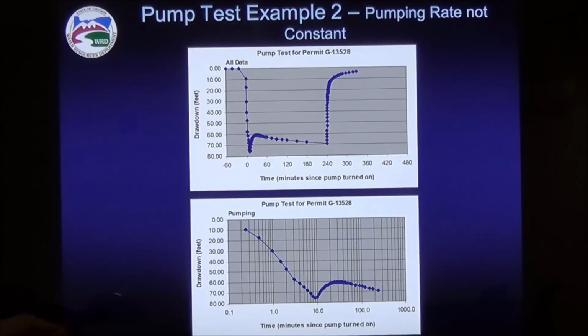Now what happens then when we try to plot this up on our log scale is we don't get those straight line segments. So this is of little to no value. We can't determine any aquifer properties from this test.